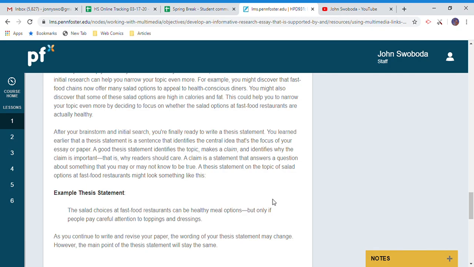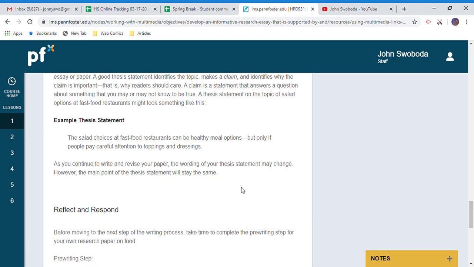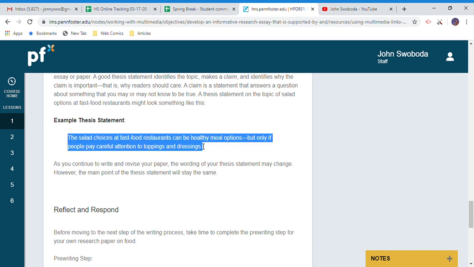But if I wrote a 500-word essay on this broccoli chicken cheese casserole I make and why I love to make it so much, and the way my family reacts when I make it and bring it to Thanksgiving, stuff like that. Now there's an image in your head, you know, there's stuff to care about, there's a bit of a story to tell. The more specific, the better. Okay, example thesis statement. The salad choices at fast food restaurants can be healthy meal options, but only if people pay careful attention to the toppings and dressings.